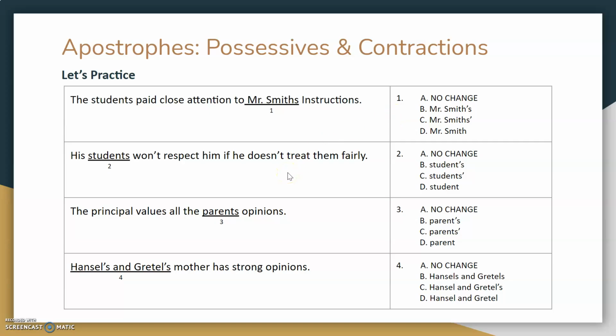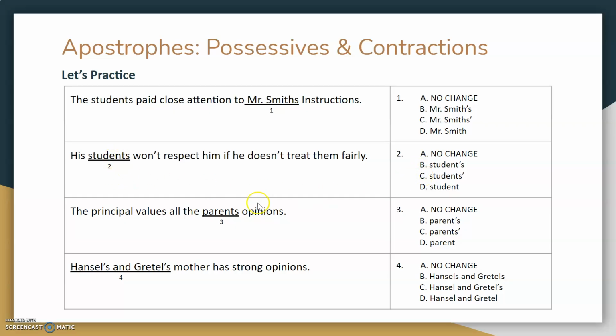All right. Number 2, his students won't respect him if he doesn't treat them fairly. So, students, is this possessive? Does something belong to the students? No, right? Nothing belongs to them here. So this means this is not possessive. So I do not need an apostrophe. So I can eliminate options B and C because they have apostrophes in them.